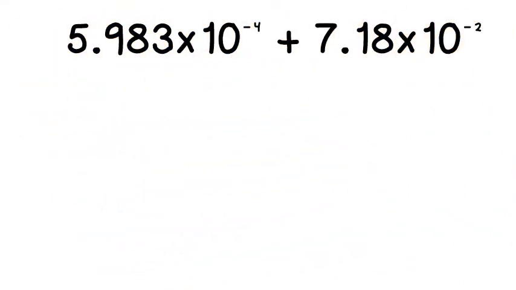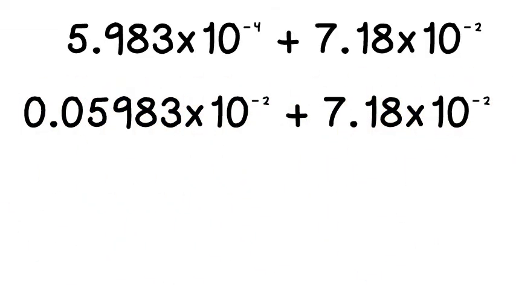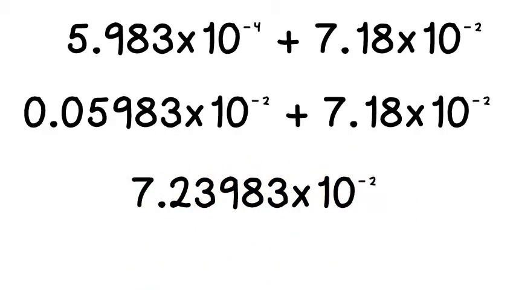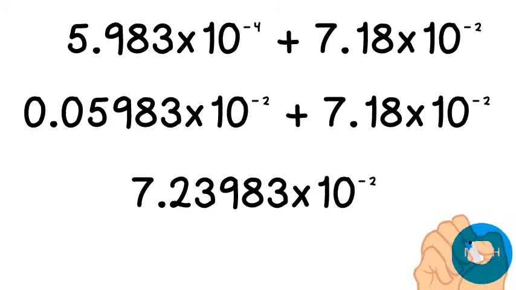The same thing works if we have negative exponents. This time we're going to go to the greater exponent, which is negative 2. And so we convert 5.983 times 10 to the negative fourth to be 0.05983 times 10 to the negative 2, plus the 7.18 times 10 to the negative 2. Now we just add the factors together, and we get 7.23983 times 10 to the negative 2. And then it's in scientific notation, so we don't have to do anything else.